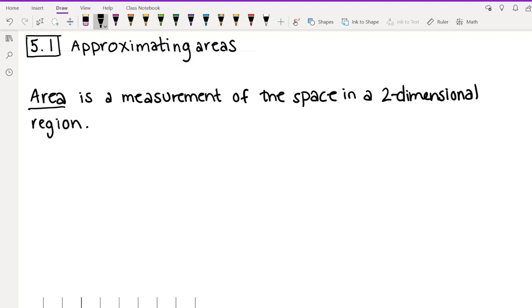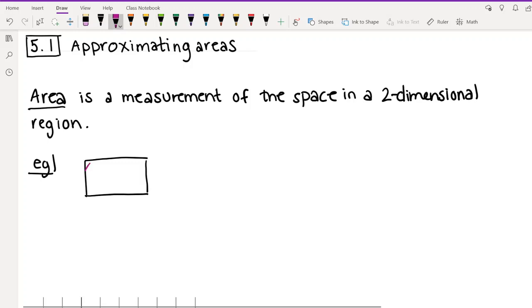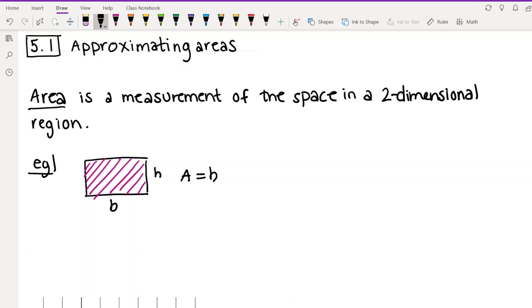So just to give a couple of quick examples, let's say that you have a rectangle. A rectangle looks something like this. If you're trying to find the area of a rectangle, it is going to be equal to the base times the height. So area of a rectangle is base times height.